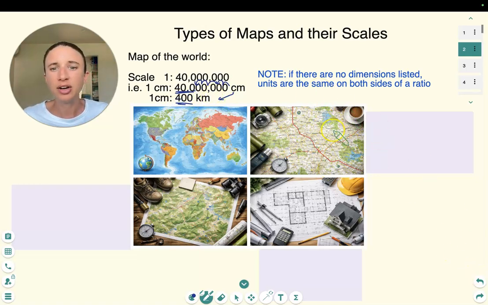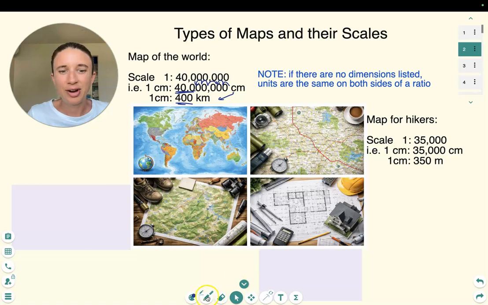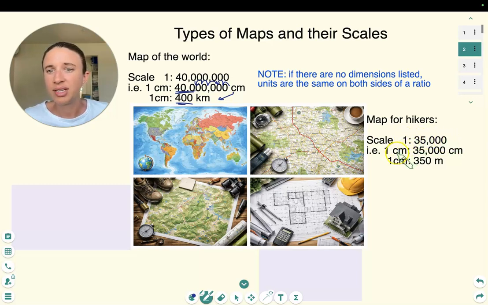And then here we go. We've got, I believe this is a road map. What have I said? No, a map for hikers. So this is the scale here. There's no dimensions on either side. And then I've put in dimensions underneath. And then we don't like too many zeros. So they've converted to meters at the end here. How many centimeters in a meter? 100. So that's how they've got that. 1 centimeter is 350 meters.